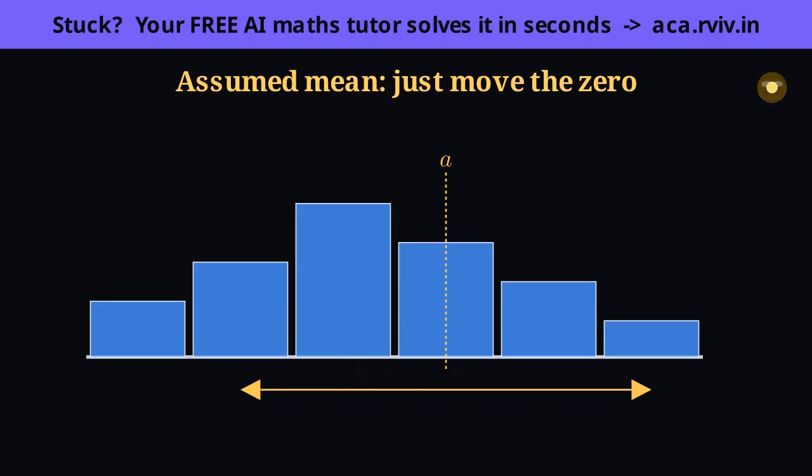And there's one more gear. If all the classes share a common width H, divide every deviation by H to get even smaller whole numbers, Ui. That's the step deviation method. We've now not just shifted the origin but rescaled the ruler, and at the end we simply multiply back by H and add A: shift, scale, unshift, unscale. The mean never moved, only our bookkeeping got easier.